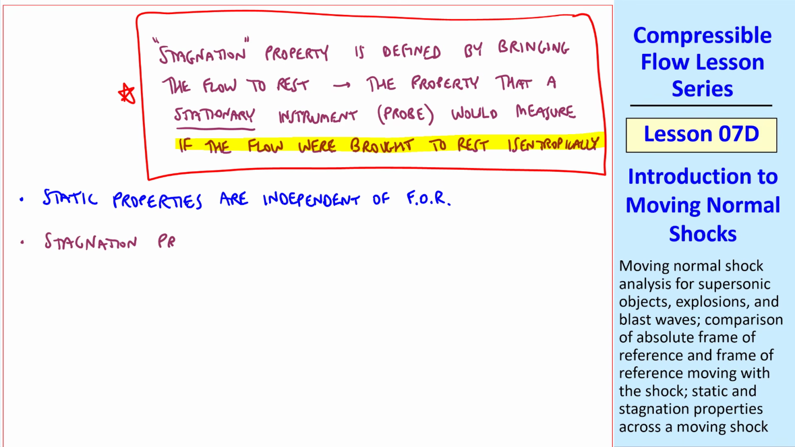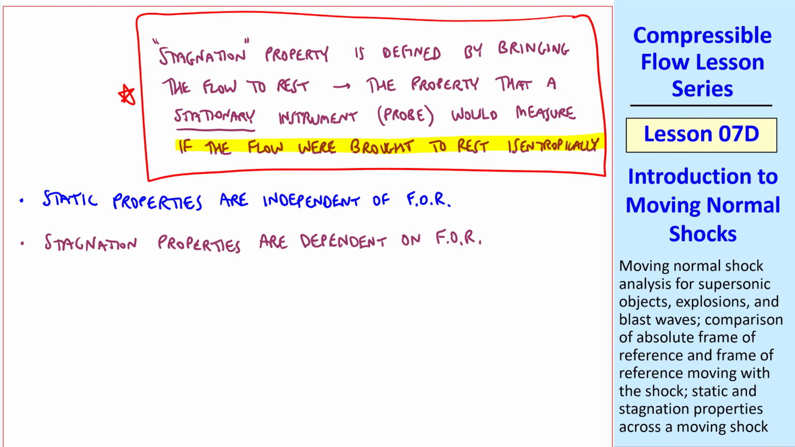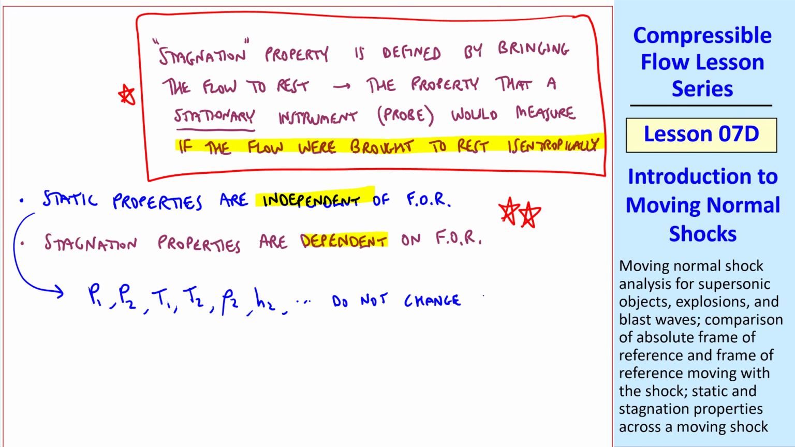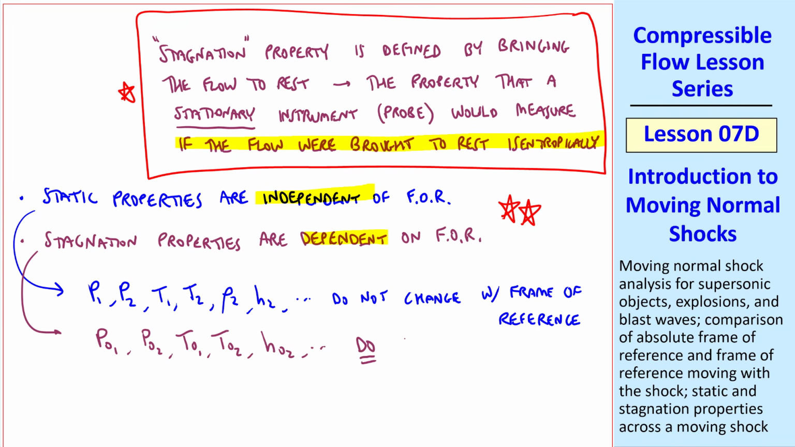But stagnation properties are dependent on the frame of reference. This difference is critical for calculating fluid properties across a shock. From this we know that static properties, like P1, P2, etc., do not change with frame of reference, but stagnation properties, like P01, P02, etc., do change with frame of reference.